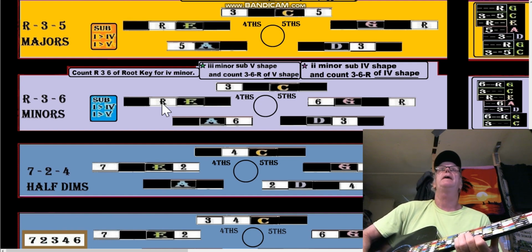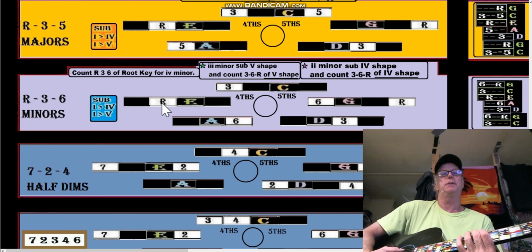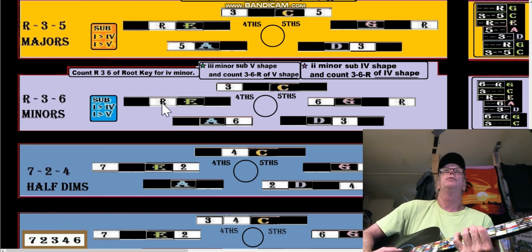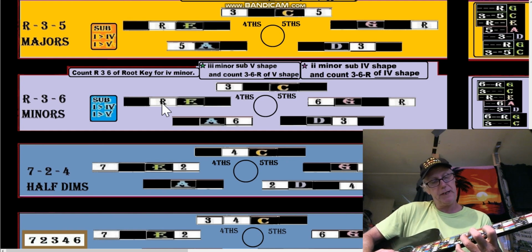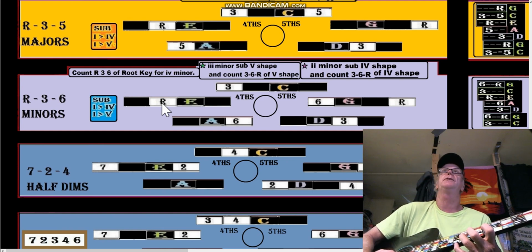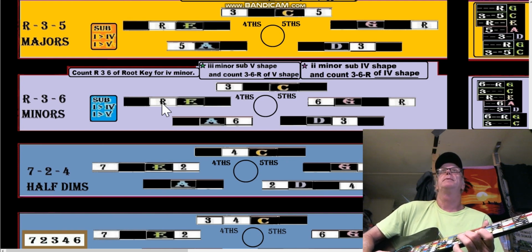So let's do that. We'll start from the E shape down here, temporary root. So we go root to 3. The third of G is the B. Then we go 6th, root of that G. We go E to the G. Then we go the third in the string shape.